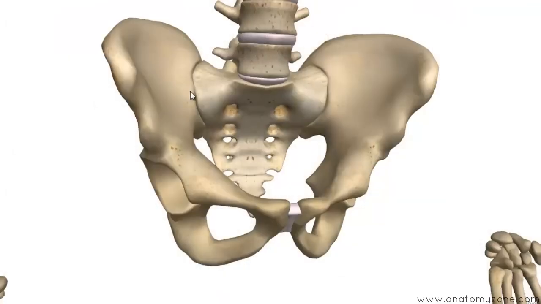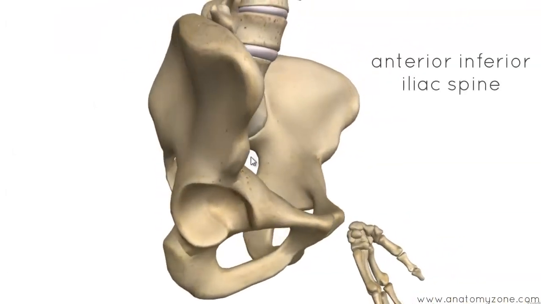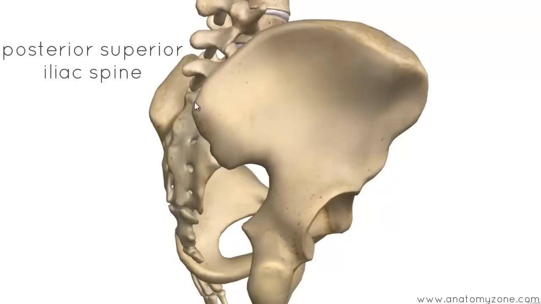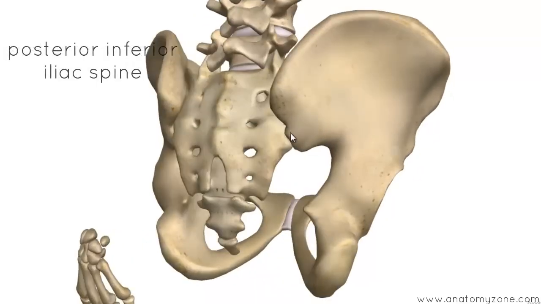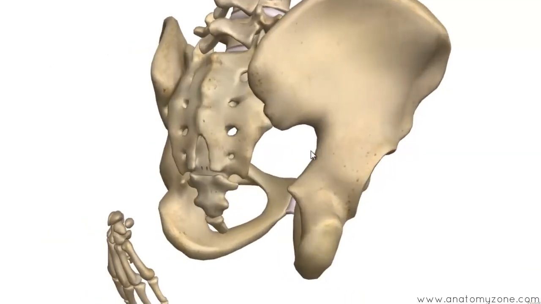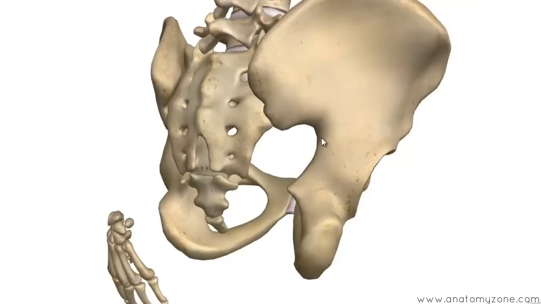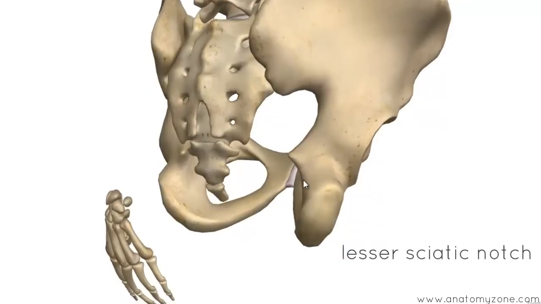So just inferior to ASIS, you've got the anterior inferior iliac spine, and if we follow the iliac crest posteriorly, we come to the posterior superior iliac spine, and below that we've got the posterior inferior iliac spine, and then if we follow it round, we've got this notch in the ilium. So this is the greater sciatic notch, and below that we've got the ischial spine. So this is actually part of the ischium, which I'll come on to talk about. So above the ischial spine, you've got the greater sciatic notch, and below the ischial spine, you've got the lesser sciatic notch.